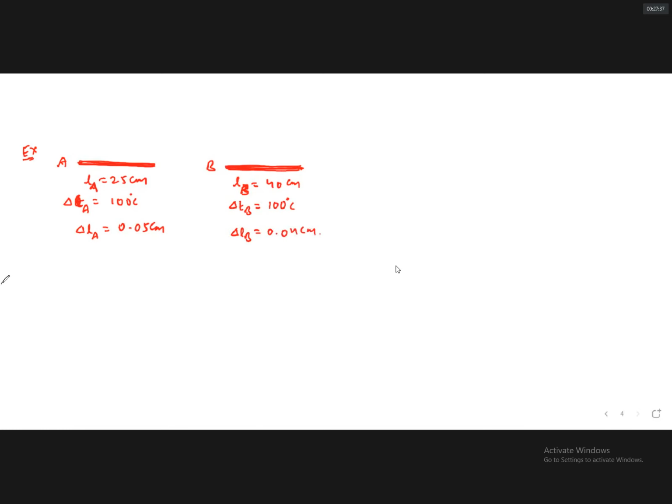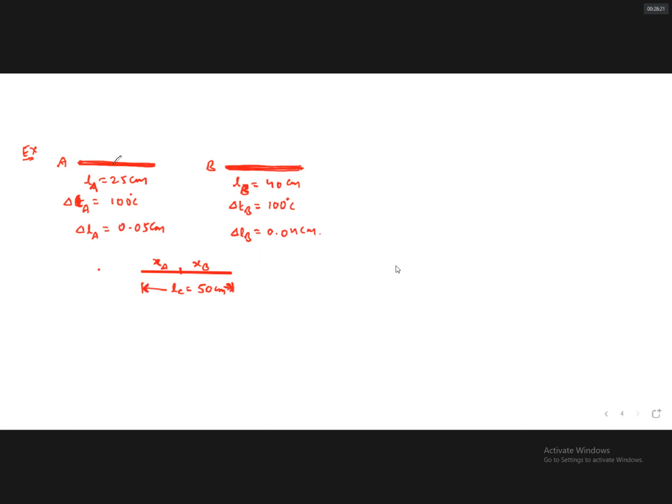Now, a composite rod is made by using these two rods, by taking X part of the first rod and X part of the second rod. So the composite rod is made. The length of this composite rod is given as 50 centimeter.